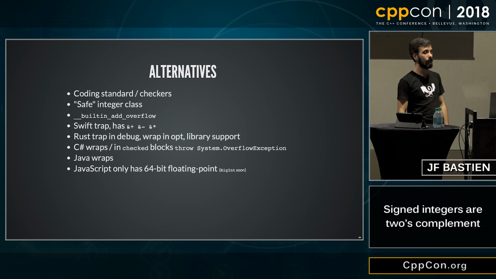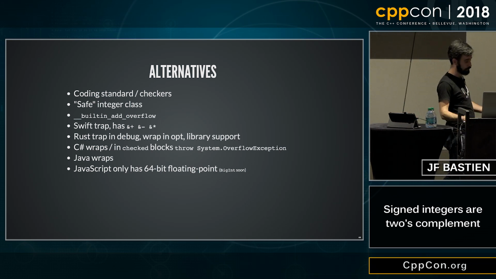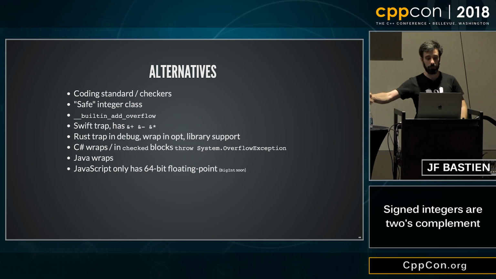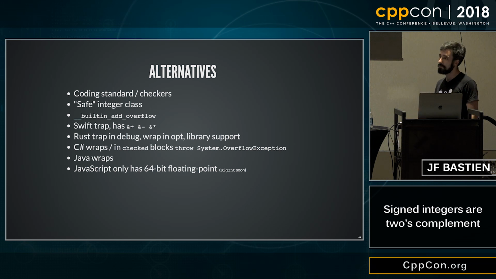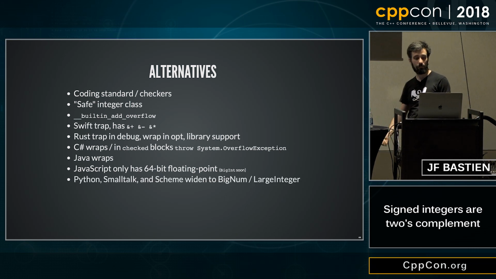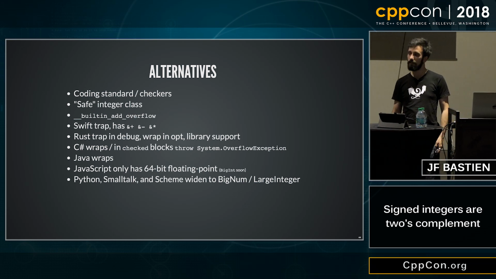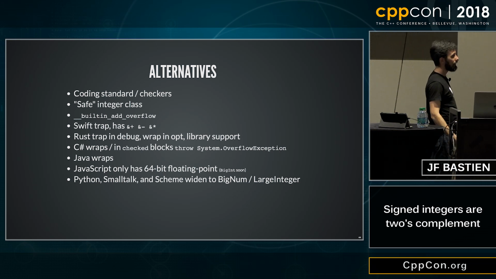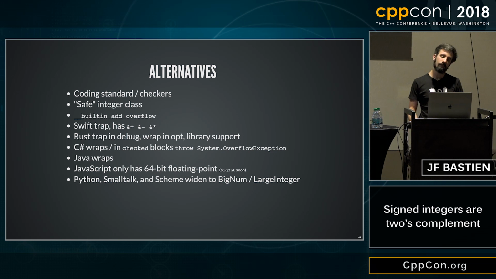JavaScript only has 64-bit floating point numbers, so it doesn't have that problem. If you add too much, it'll just lose precision, and at some point, 1 will not be significant enough to affect the number you're adding to. JavaScript also will support big int fairly soon. So that takes us to Python, Smalltalk, and Scheme, which all use big int, big number, large integer, something like that. It's the same solution, but I don't want my addition to allocate, right? If addition's going to allocate, I kind of want to opt into that. I don't want that to be the default. Makes sense for Python, doesn't really make sense for C++.